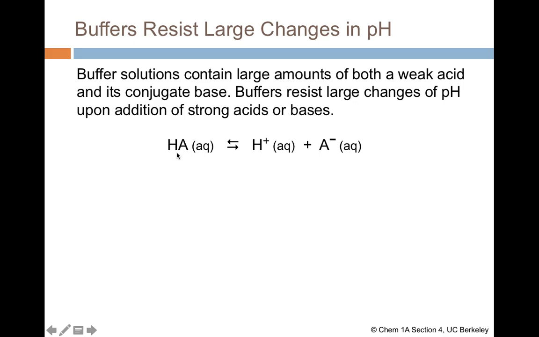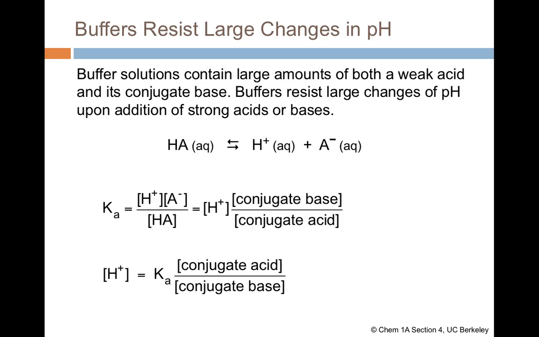But if you have a lot of HA and a lot of A-, that little decrease and that little increase will not be a very large change. And this means the pH does not change very much either. So let's look at that. You've seen this equilibrium constant expression for acid dissociation a million times now, but here it is one more time, H+ times A- divided by HA. Indeed, this A- is the conjugate base I keep talking about, and HA is the conjugate acid.